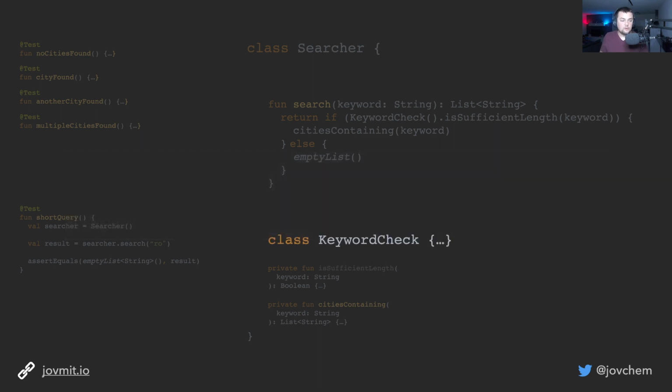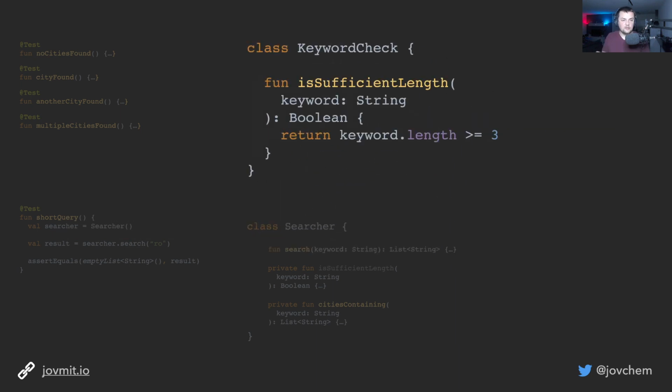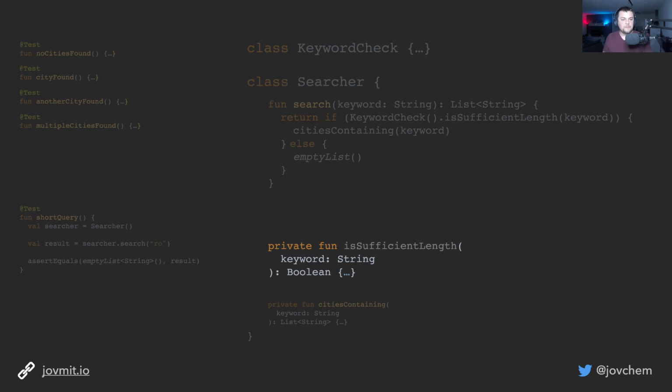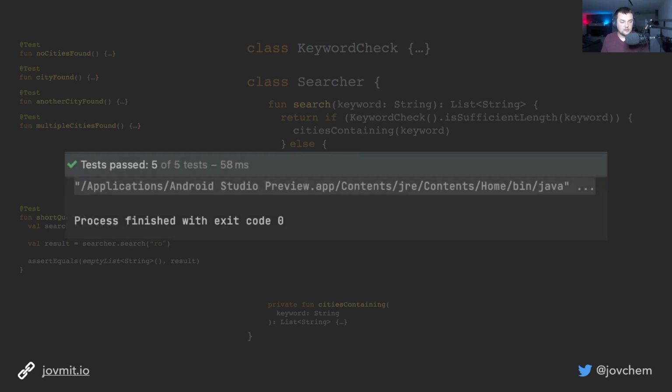And now what we can do with the class that we came up with, we can extract it outside of this. So it's going to live in its own standalone file. That's good. We'll come back to this a little bit later. But now if we go back to the searcher, the function is sufficient length is not being called, so it's unused. We can delete it. And again, make sure it doesn't break anything.